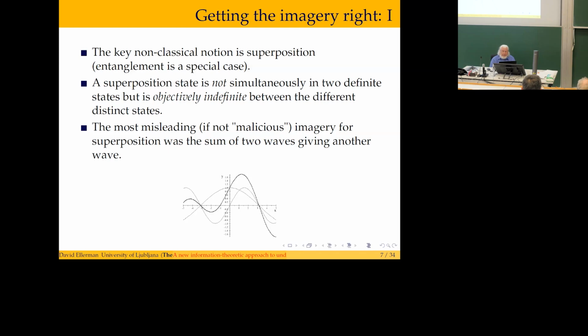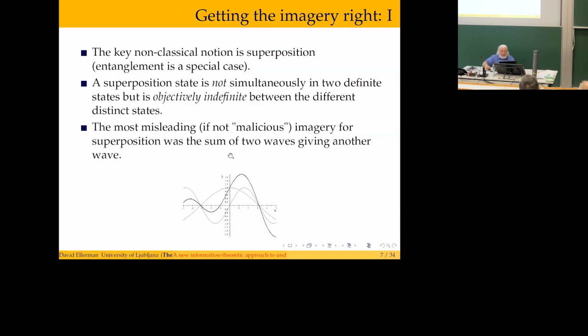So to start off, we have to reimagine what is going on in quantum theory with the principal non-classical notion, which is superposition. Entanglement, of course, is a particularly weird special case of superposition, but the main problem is analyzing superposition. And it's certainly not the same as saying you're simultaneously in two definite states. The new interpretation of superposition, which is behind what I'm saying, is that it's a state that's objectively indefinite between the various eigenvalues of the eigenvectors that are in the superposition.